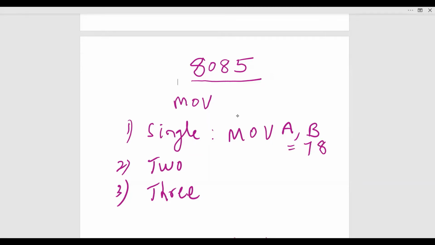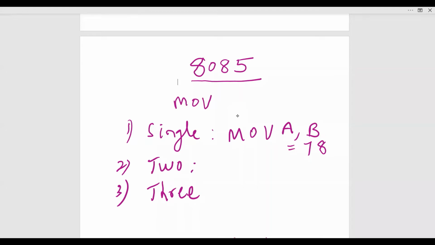We cannot give MOV A, B as it is. We have to consider the opcode of the instruction and upload that in the kit. So MOV A, B is a single byte instruction.